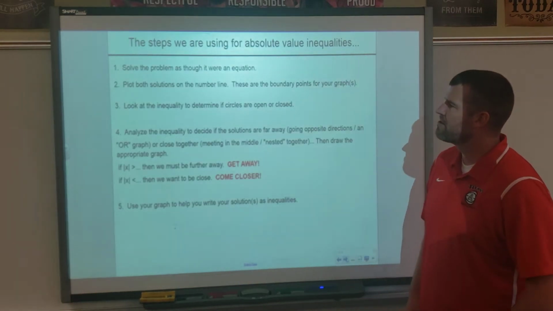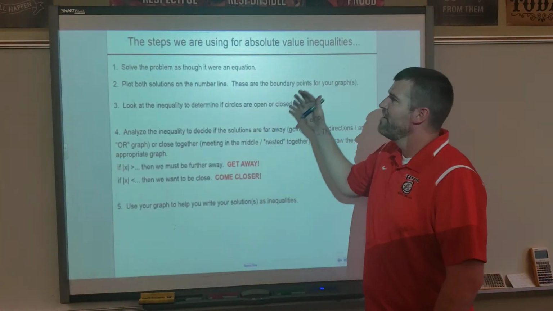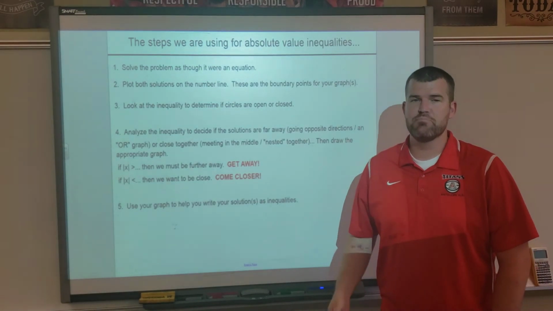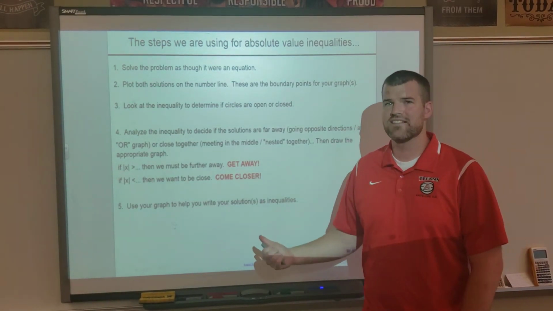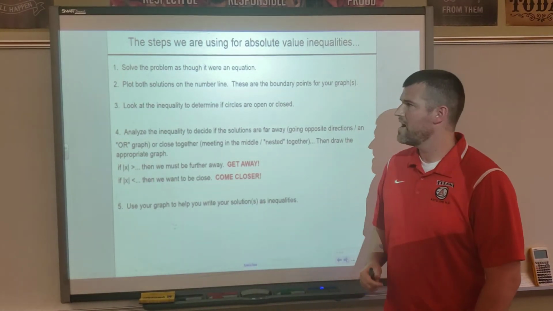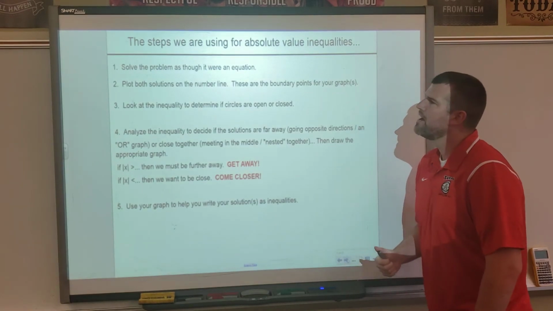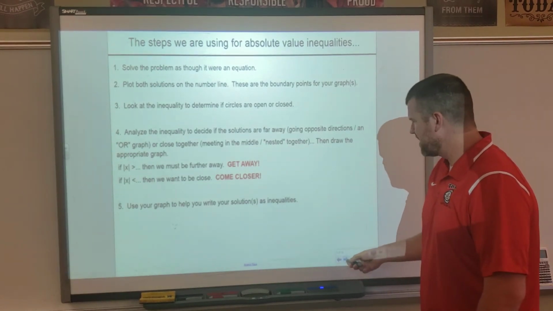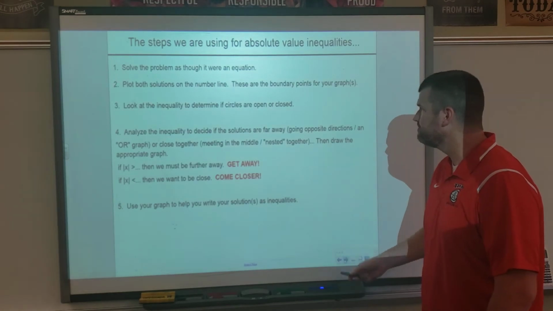All right, so the steps we're going to use, this is a lot to read, but if you get stuck on the steps, you can come back to this slide, take a screenshot, and you'll have all the directions. But I'm just going to explain the directions as we go.